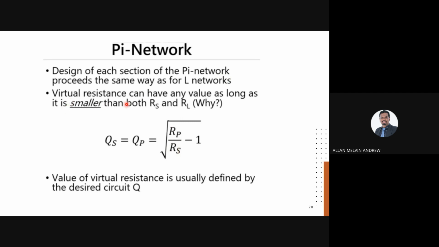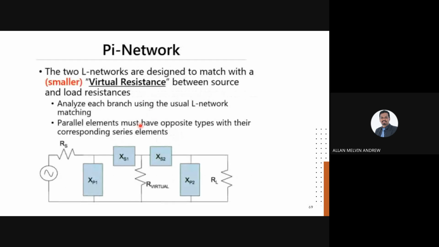Okay, so virtual resistance can have any value as long as it is smaller than RS and RL. They're asking why. Because we want to bypass. If the other values are higher, it cannot bypass, and we can see it is connected in series.